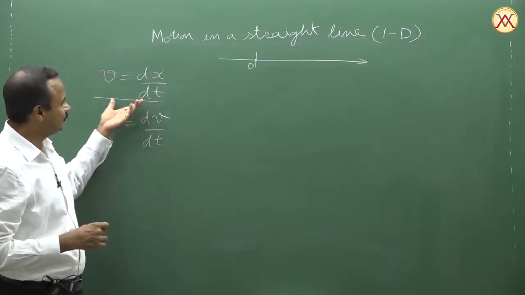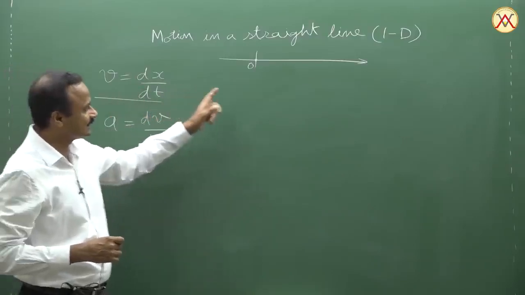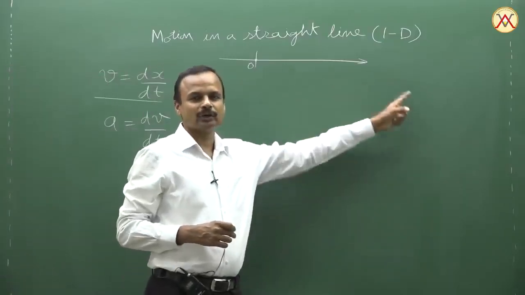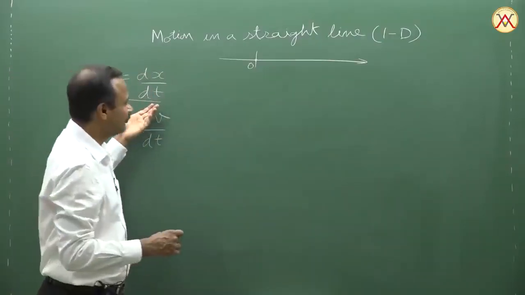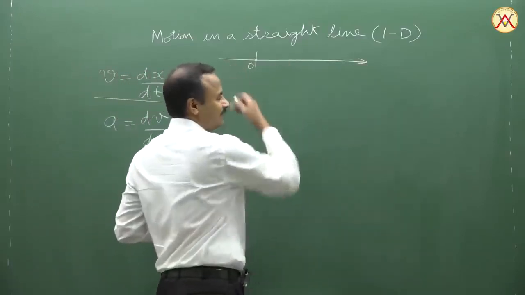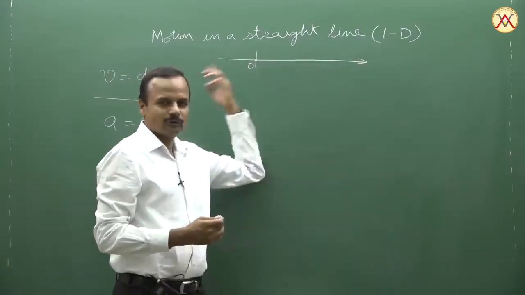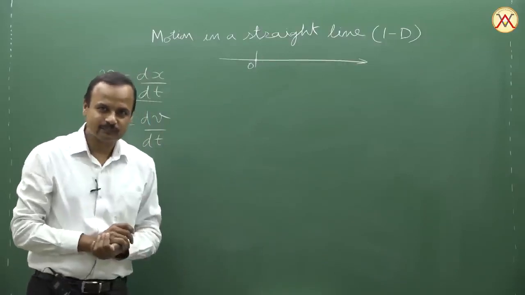So a positive value of v will mean x is increasing. That means the particle is going towards right. A negative value of v will indicate the particle is moving towards left. The value of x is decreasing.